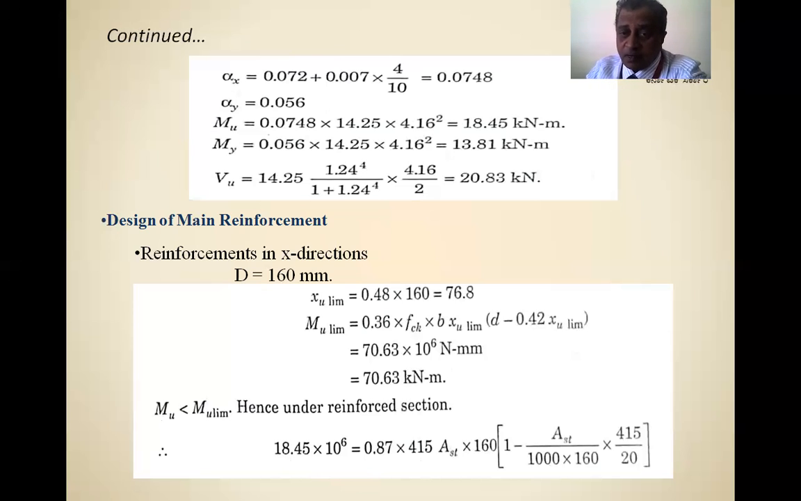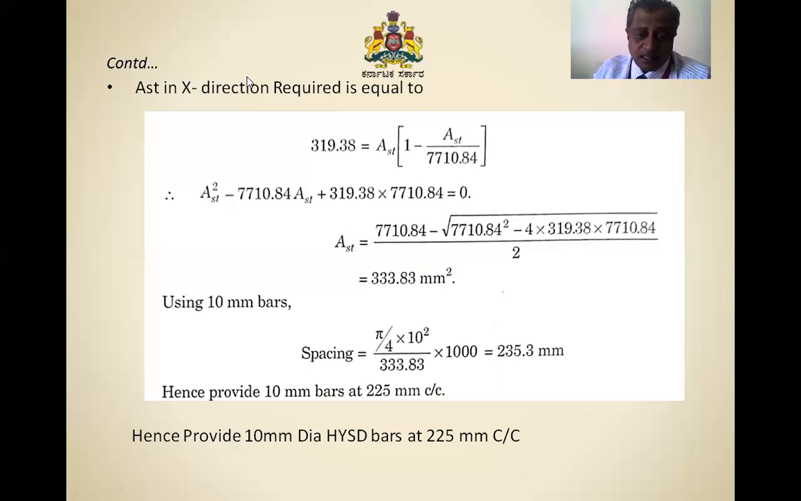For X direction, we will keep Mu as 18.45, and we will find the Ast in X direction. This is the Ast required in X direction. Let us use 10 mm bars. We get 235 mm. Reduce it to the next 10 mm, we get 225 mm. Provide 10 mm HYSD bars at 225 mm center to center.